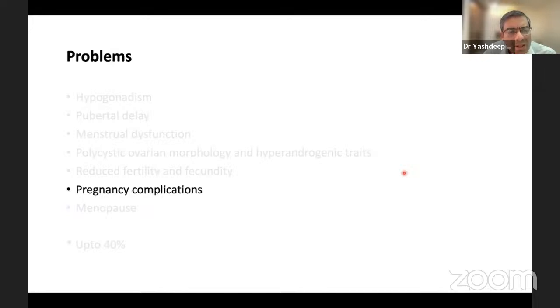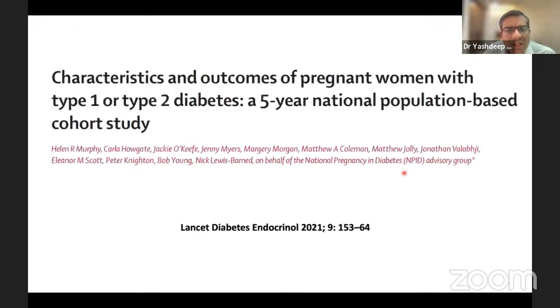So once the women conceive, there are pregnancy complications associated with type 1 diabetes. This is data which is very well quoted in literature. This is a 5 year national population based audit of a UK population from 2014 to 2018, which gives insight into what sort of problems pregnant women with type 1 diabetes face.